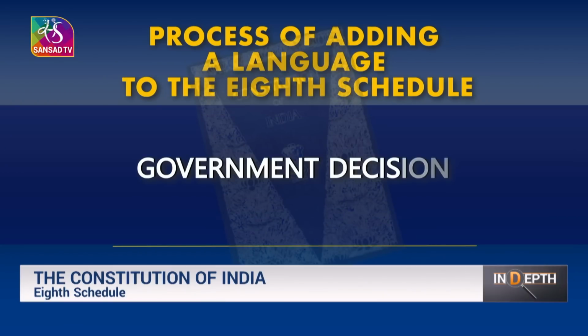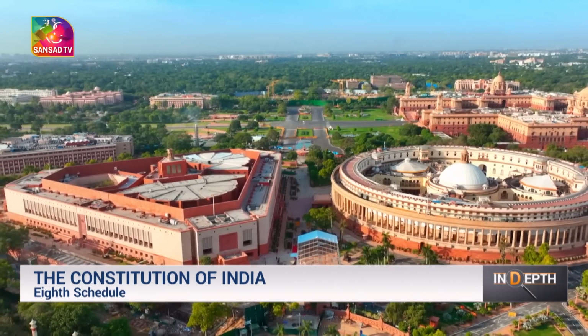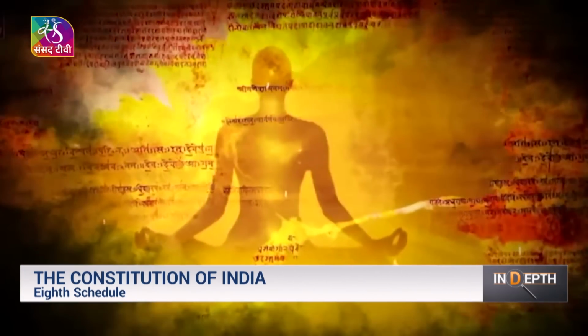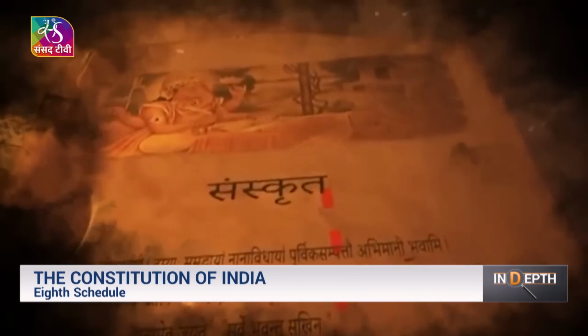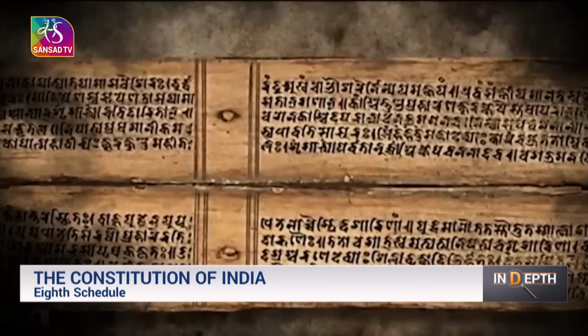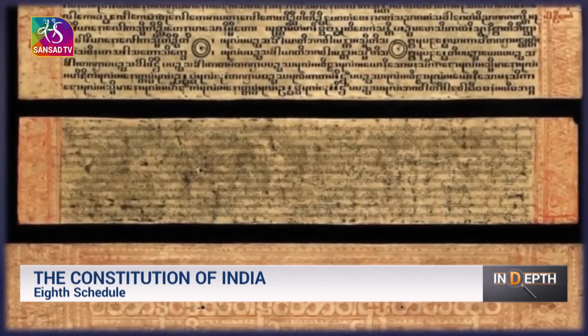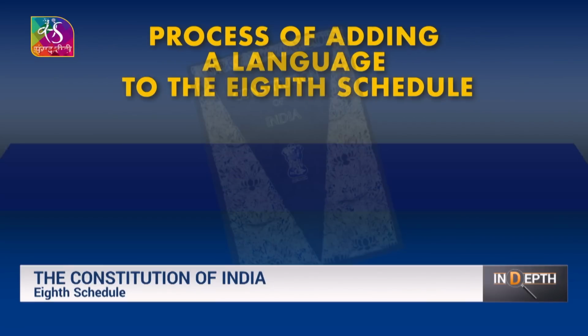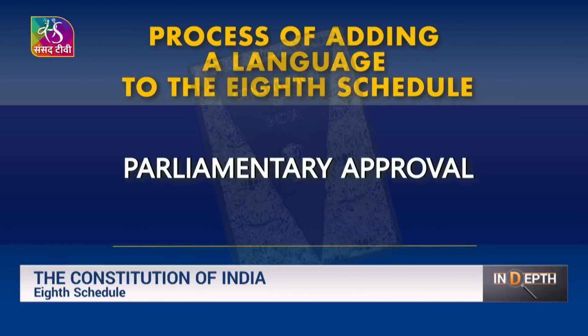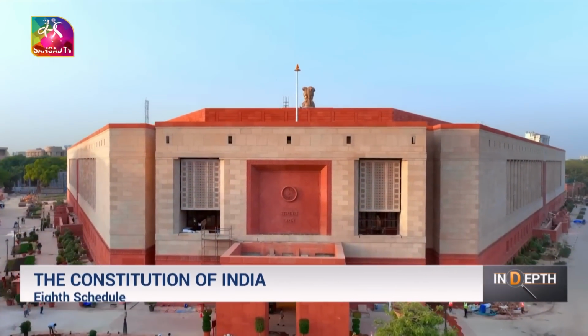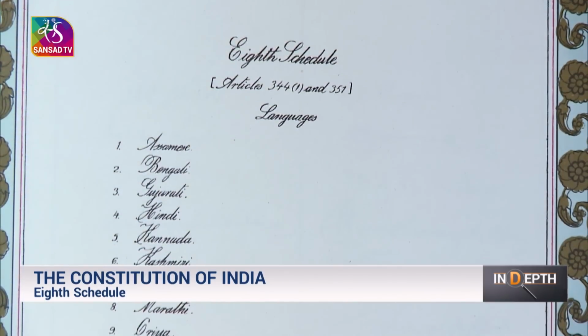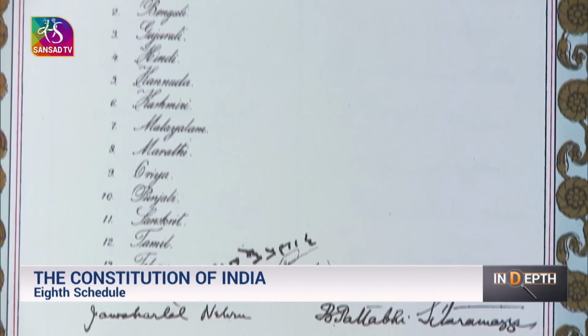Government decision. The central government forms a committee or commission to examine the demand. The committee reviews the language's historical, cultural, and linguistic significance and its number of speakers. Parliament approval. Based on the committee's recommendation, Parliament may pass an amendment to include the language in the 8th schedule.